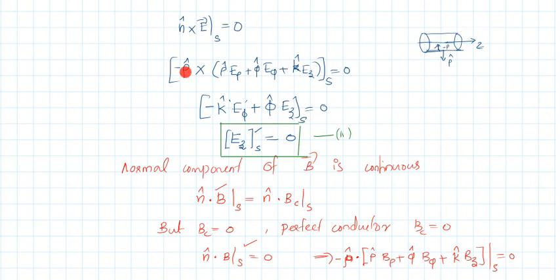Already rho cap cross rho cap is 0. Minus rho cap cross phi cap is minus k cap. Minus rho cap cross k cap is phi cap. So it is minus k cap E phi plus phi cap E z, evaluated at the surface equal to 0. These two terms, one is along minus k cap and the other is along phi cap. Both are perpendicular. Since these two are perpendicular and it should vanish on the surface, each should separately vanish. So Ez at surface should be 0, E phi at surface should be 0.